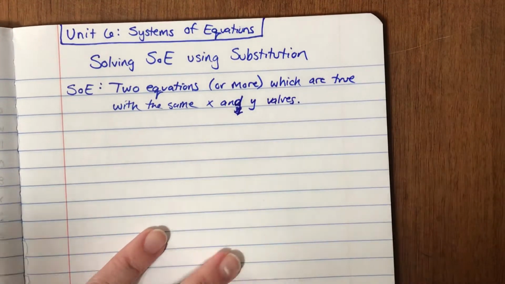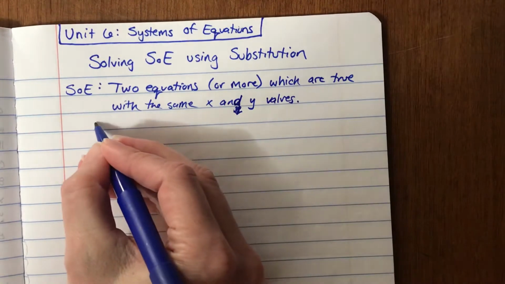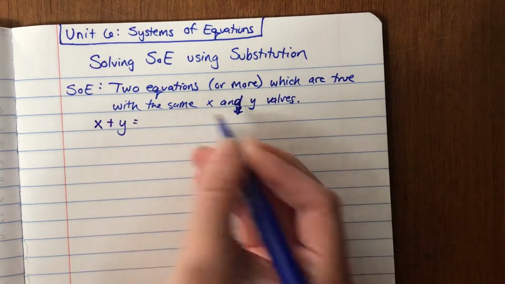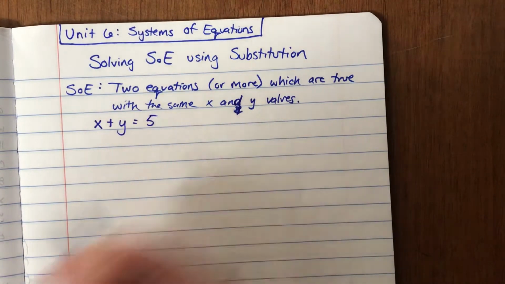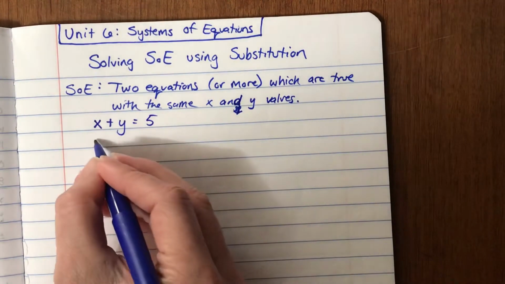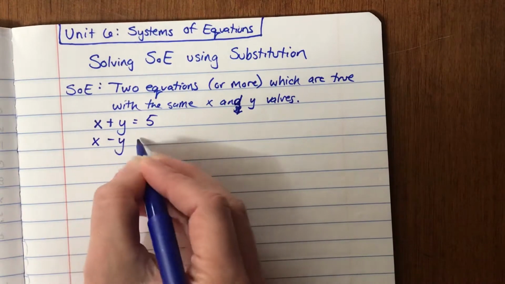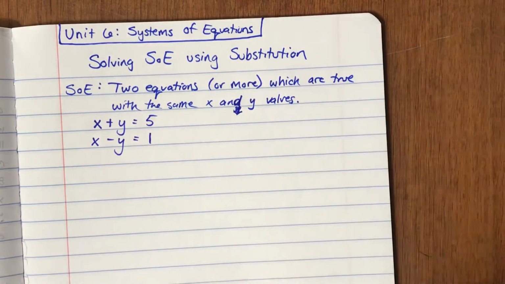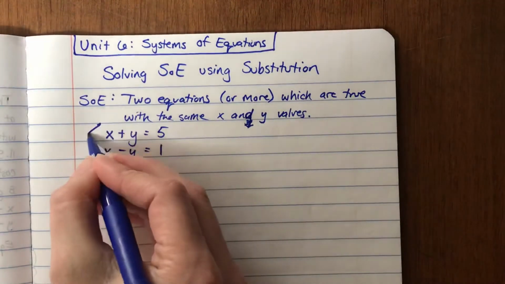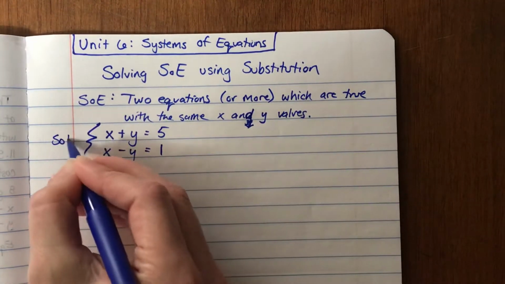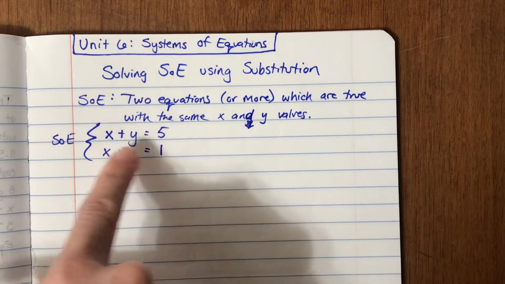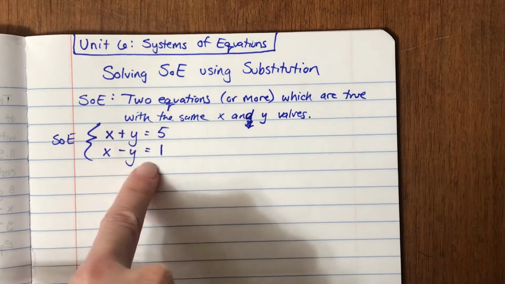Let's look at a real quick example. If I said, okay, I know that x plus y equals 5, and then I know that x minus y is equal to 1, this is what we call a system of equations. It's two equations, and they are going to be true at the same time with the same x and y values.